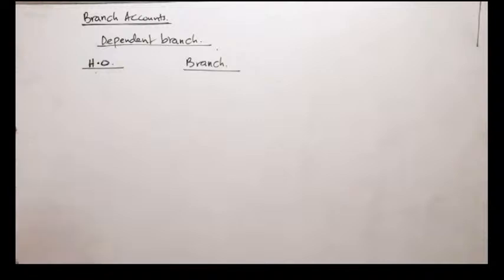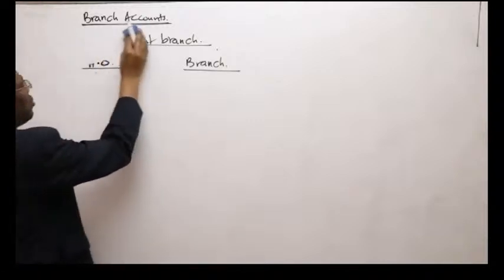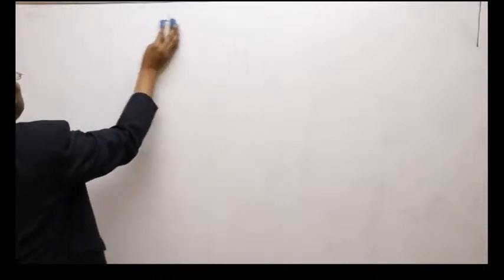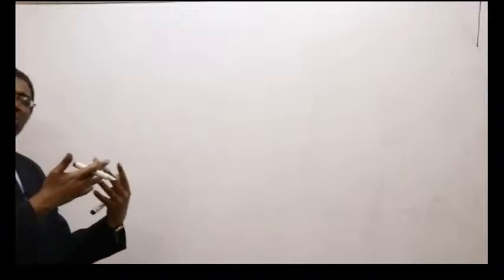So we want to look at what are some of the records, what are some of the accounts you as a head office keep on behalf of your branch. Which records, which accounts do you normally maintain every time you're transacting with your branch?